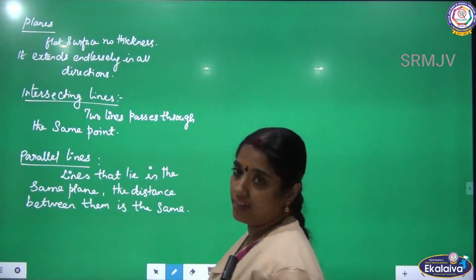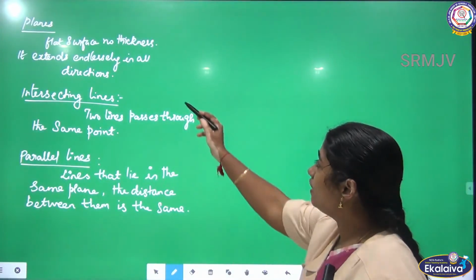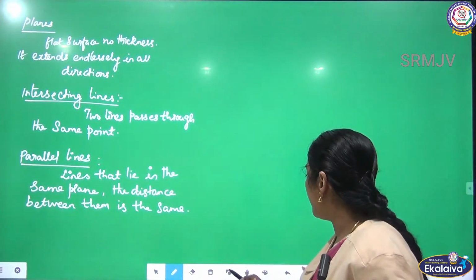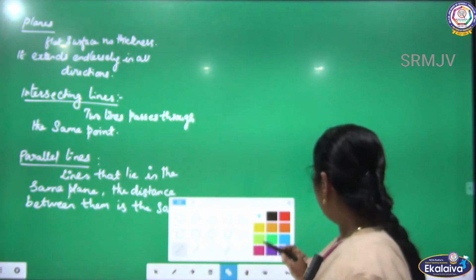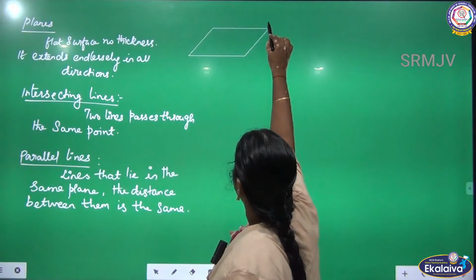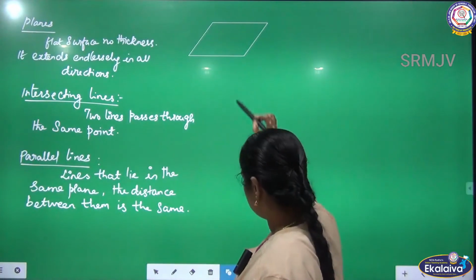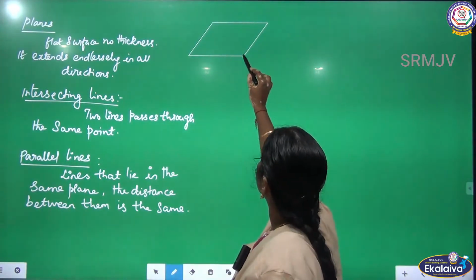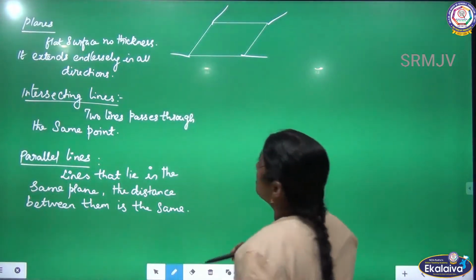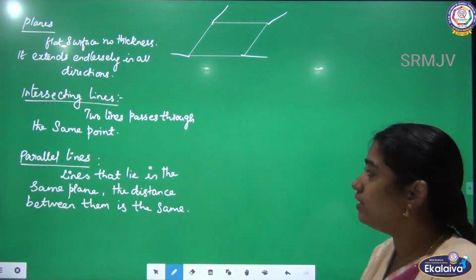Now listen, plane. A plane is a flat surface and we can extend that in all directions. So this, I can say, is what? A plane. Okay, so this is a plane. Got it? I can extend whatever I want. So this is a flat surface, no thickness, but it can extend endlessly in all directions.